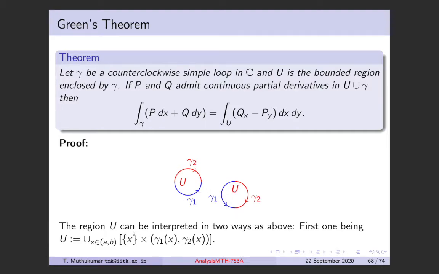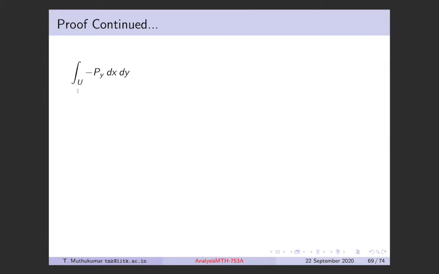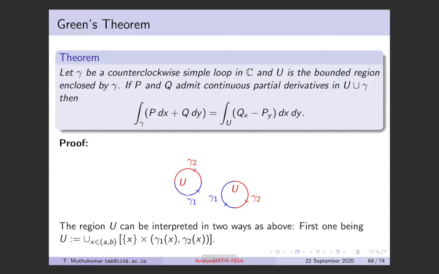So let's take them one by one and see what happens. Let's take this notion of U and look at what happens to Py. So the integral over U of minus Py dx dy. We are going to use the first interpretation of U. So it's now a map from A to B, gamma 1x to gamma 2x, right? That is how we have seen here. For x in AB, gamma 1x to gamma 2x is the straight line.